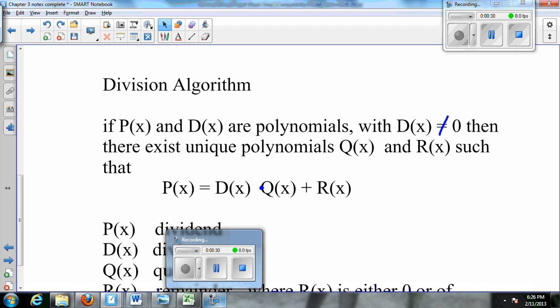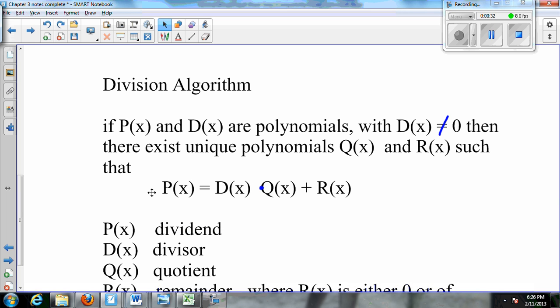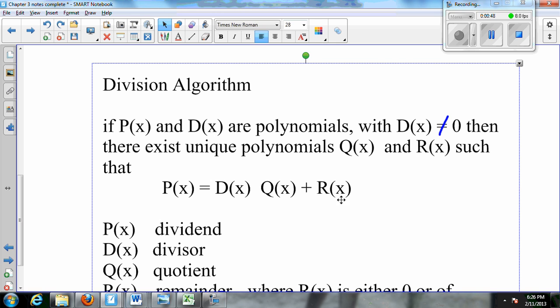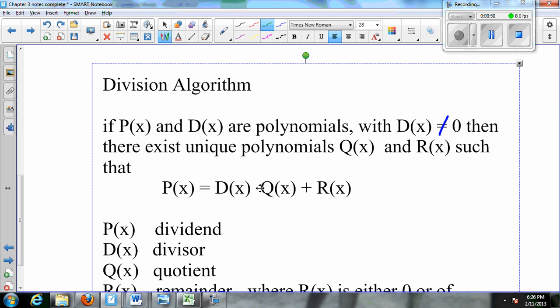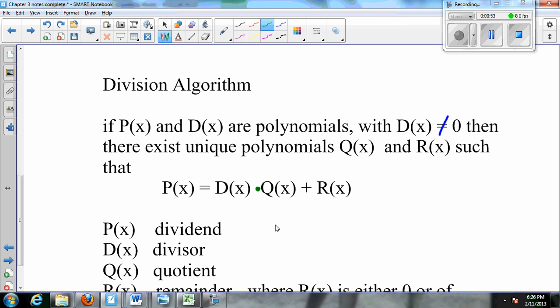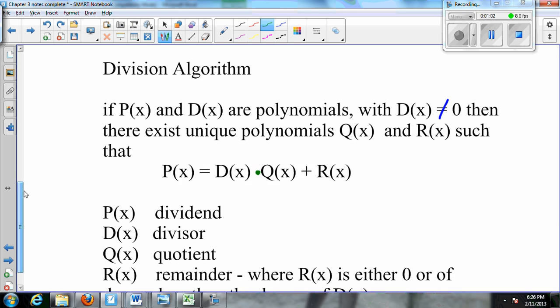So we have the division algorithm. If p of x and d of x are polynomials with d of x not equal to 0, then there exist unique polynomials q of x and r of x such that p of x equals d of x times q of x plus r of x. So what that's really saying is that the dividend equals the divisor times the quotient plus the remainder.